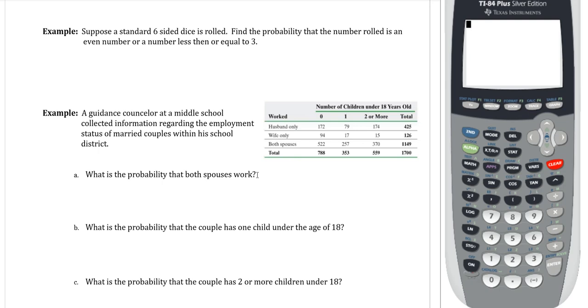Suppose a standard 6-sided die is rolled. Find the probability that a number rolled is an even number or a number less than or equal to 3. So even number, I'll call that E. A number less than or equal to 3, I will call that F. Note the word linking these 2 different events is the word or. That's the important one. That's the key one. That's what tells you what kind of probability we're looking for.